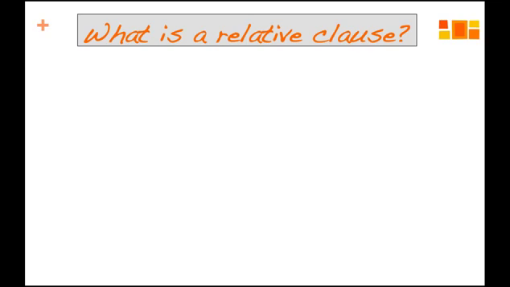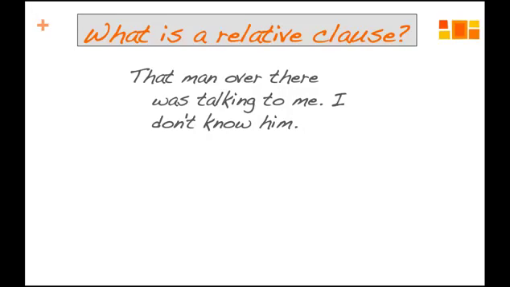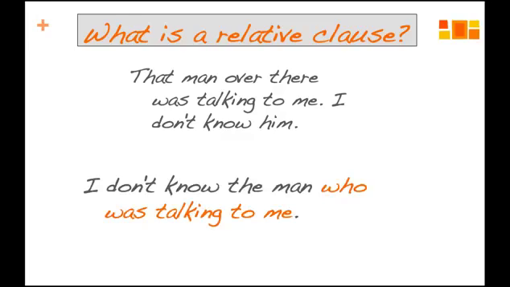Now, first of all, we would like to answer the question, what is a relative clause? Here are 2 sentences for you. That man over there was talking to me. I don't know him. And if you take these 2 and combine them, make one out of the 2, then your sentence looks like this. I don't know the man who was talking to me. And the who was talking to me is your relative clause.